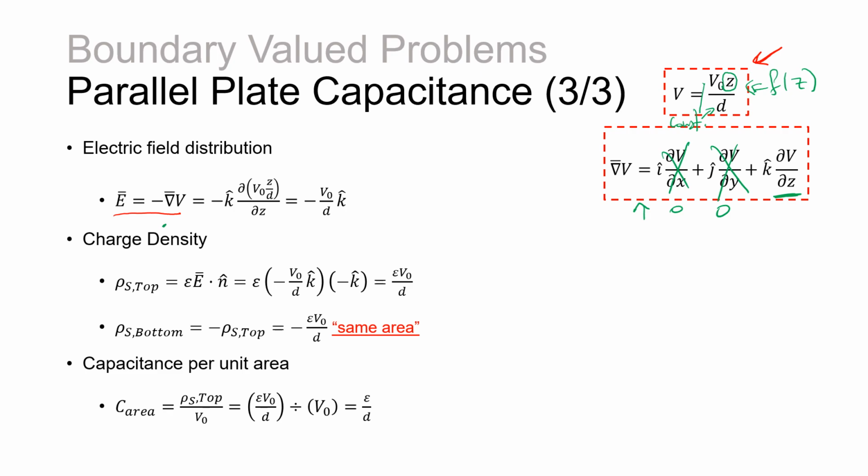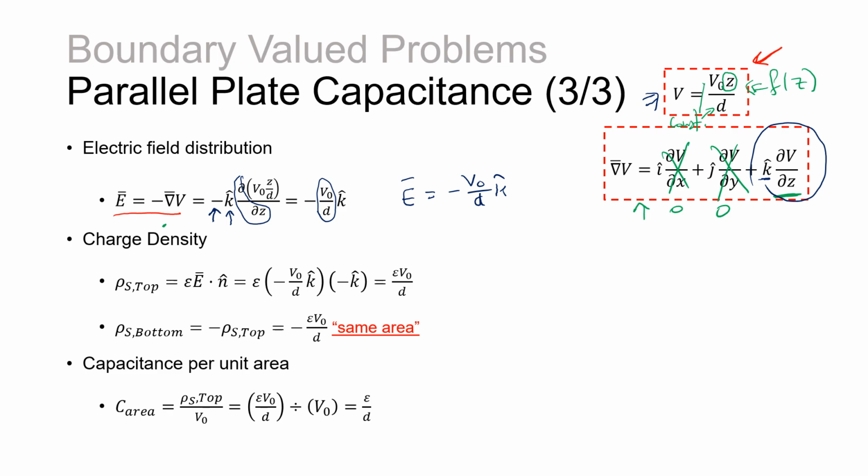So substitute here, considering only the last component. Then you have minus, this is from the original gradient relation with electric field, then k, which is the direction here. Then differentiate partial by partial z of the function V naught z over d. The derivative of z is just 1 and V naught over d is just a constant. Then we can say that E is nothing but minus V naught over d in the direction of k.